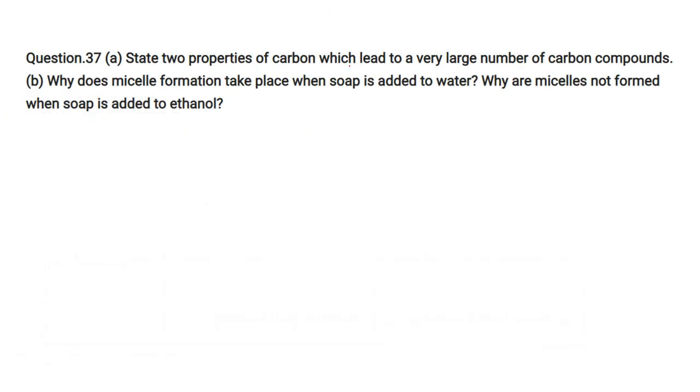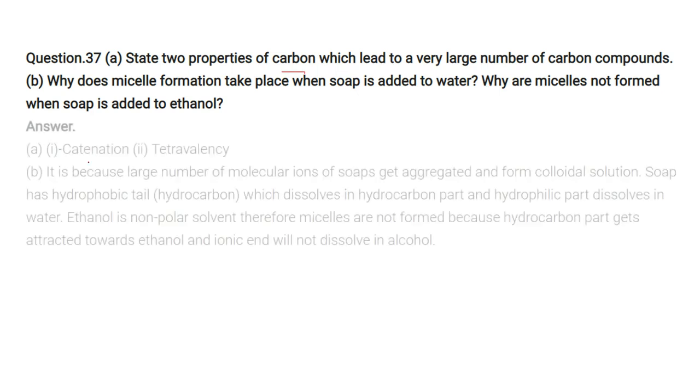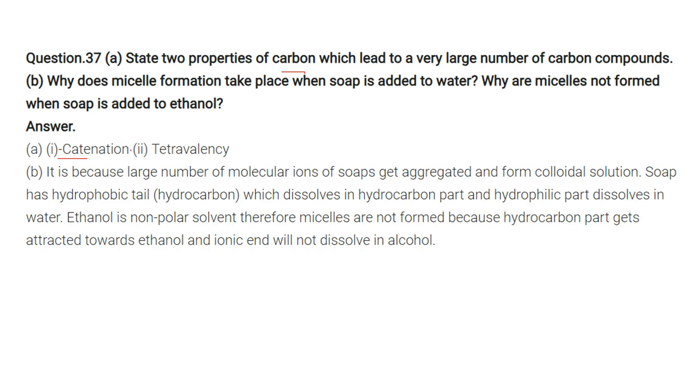State two properties of carbon which lead to a very large number of carbon compounds. Because of catenation, carbon is small and forms very stable covalent compounds with other elements. So that is why catenation is there, and it has 4 valencies, so tetravalency. These are the two important things. That is why it is able to form combinations with a large number of different compounds.